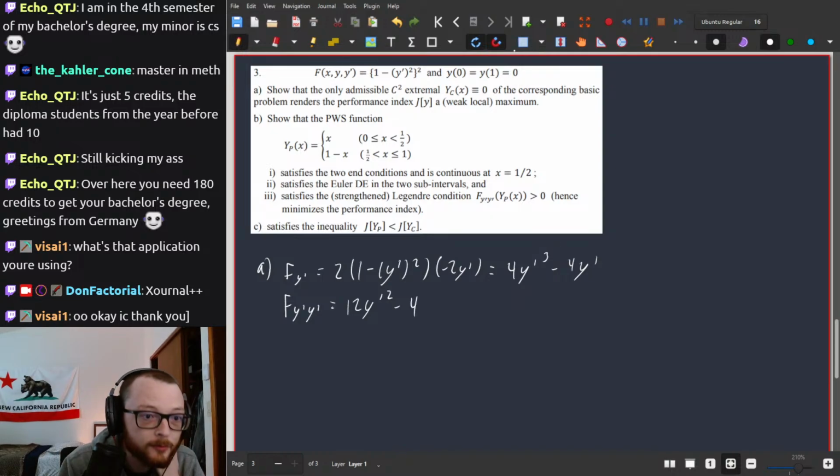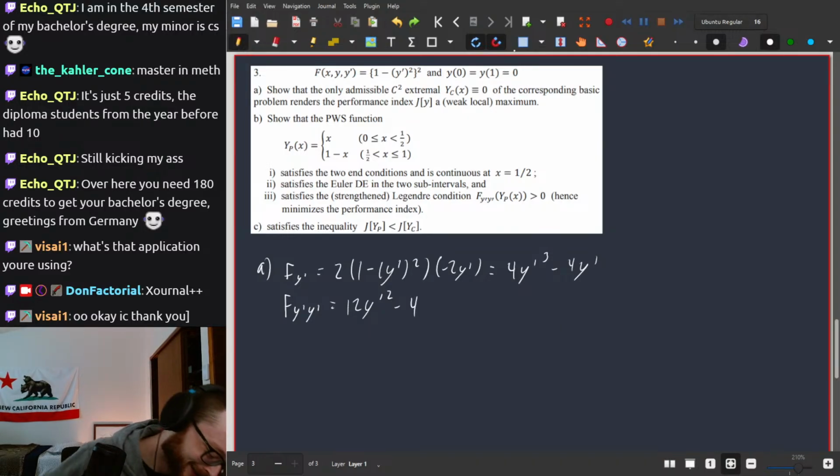Oh, well, that's not good. When I plug in y prime equals 0, I'm supposed to get a positive number, and I'm getting a negative number. God, fuck this homework. Nothing I'm doing is coming out right.